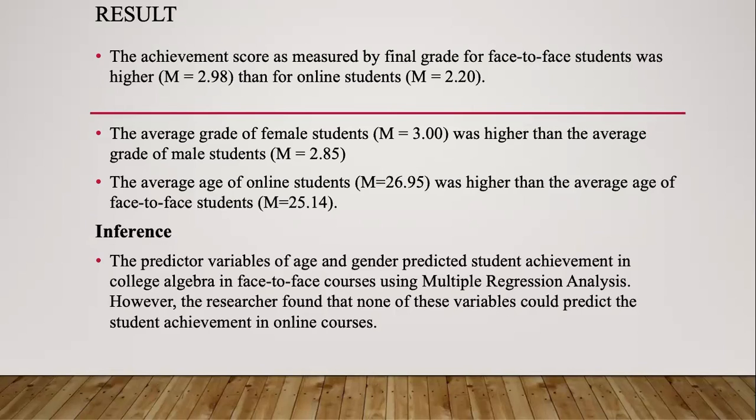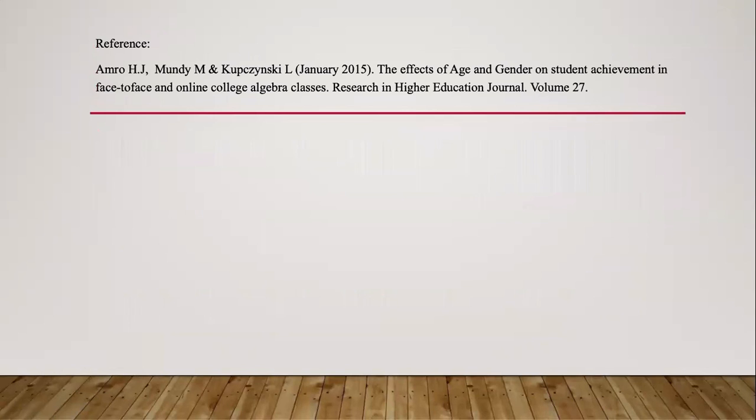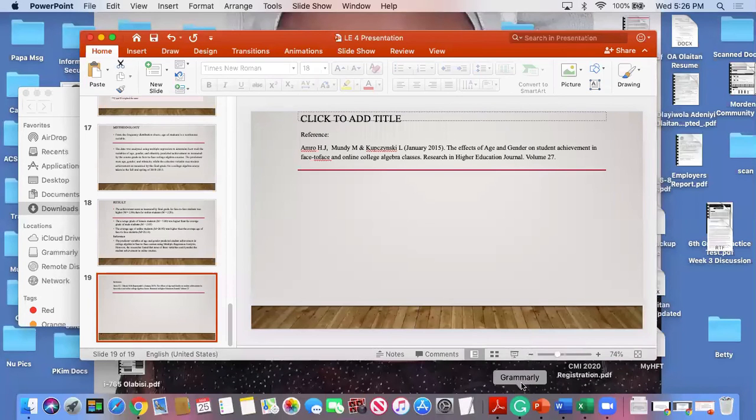We can infer from this that the predictor variables of age and gender predicted student achievement in college algebra in face-to-face courses using multiple regression analysis. However, the researcher found that none of these variables could predict the student achievement in online courses. That's the reference. Thank you.